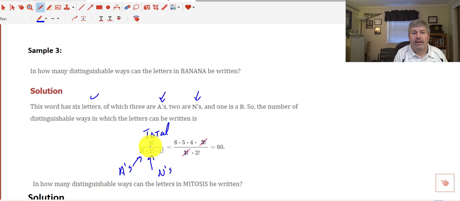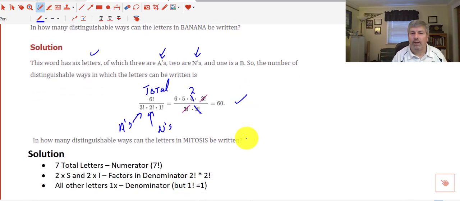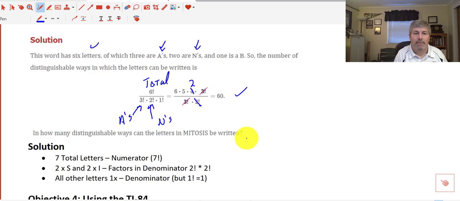By our formula, that's 6 factorial divided by 3 factorial divided by 2 factorial. The 3 factorials cancel, and 6 times 5 is 30, and 2 factorial and 4 simplify just to 2 over 1. 30 times 2 is 60. There are 60 different ways that can be written. So if you didn't follow that, we can do another sample.